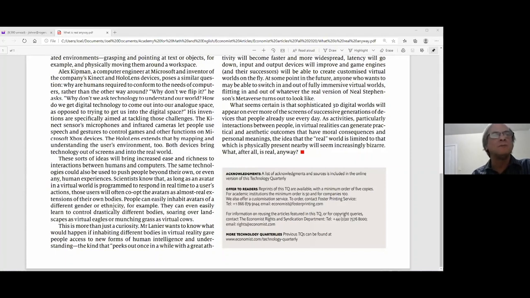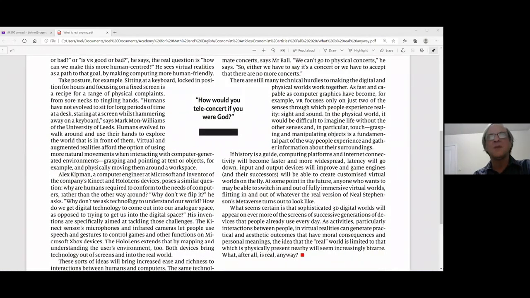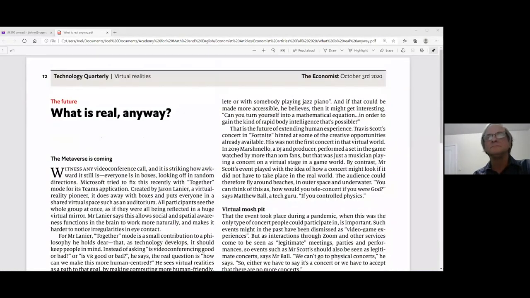This is more than just a curiosity. Mr. Lanier wants to know what would happen if inhabiting different bodies in virtual reality gave people access to new forms of human intelligence and understanding, the kind that peeks out once in a while with a great athlete, or with somebody playing jazz piano. And if that could be made more accessible, he believes, then it might get interesting. Can you turn yourself into a mathematical equation in order to gain the kind of rapid body intelligence that's possible?